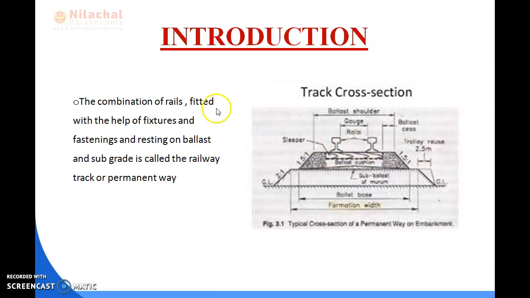So this is the total cross-section element of your track, that is, how we make the track or permanent way. About this we will discuss in our next slide.